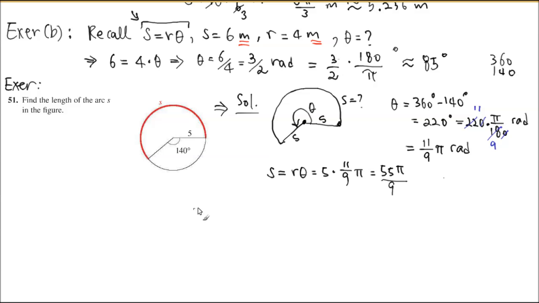So 220 converted to radians, the answer was 11 pi over 9. If you cancel the common factor of 2, 11 over 9 pi, multiply by the radius, which is 5, so 55 pi over 9 is the exact form of the length. They didn't give the dimension for the radius, so you will keep it like this.